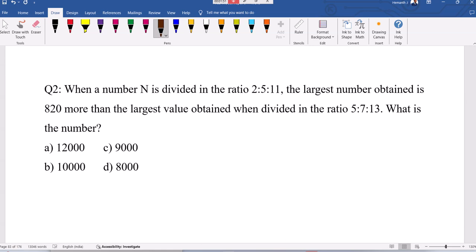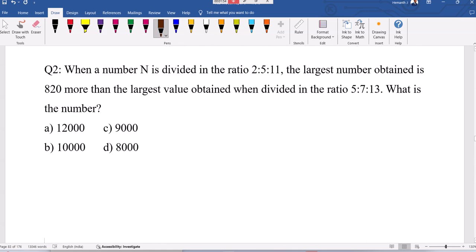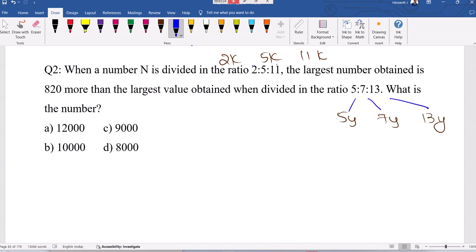Now, the next question. This model also we discussed. There is some number. The largest number in the first one is 80 more than the largest obtained by this. So here, let's say this is 2k, 5k, 11k. Three parts. This is 5y, 7y, 13y. Two questions already discussed in the same model. Everyone go through this question.